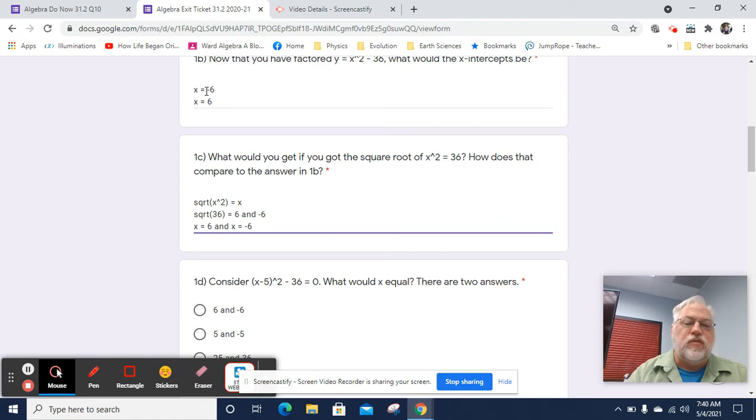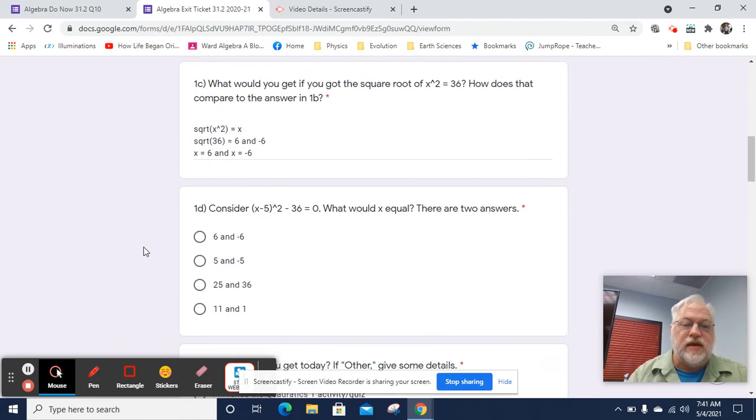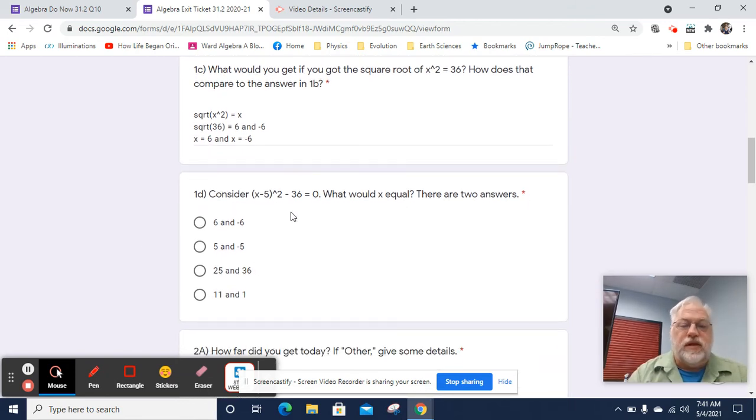And that's exactly what we got in 1b. And that's because this is really just a rearrangement of the exact same thing. Now we're going to consider this here.